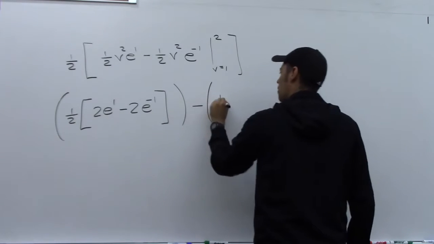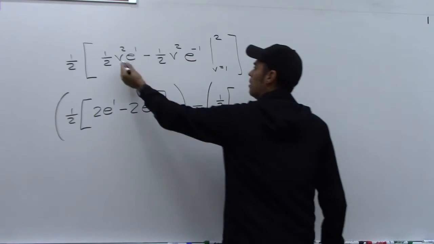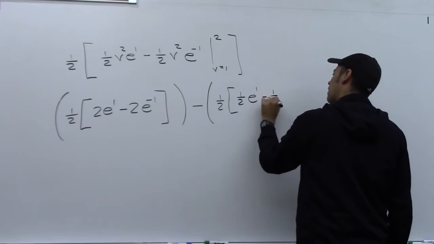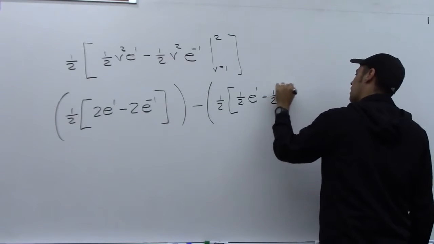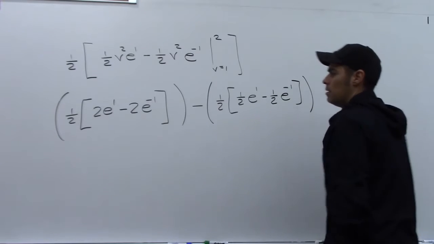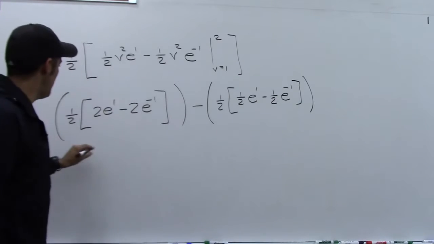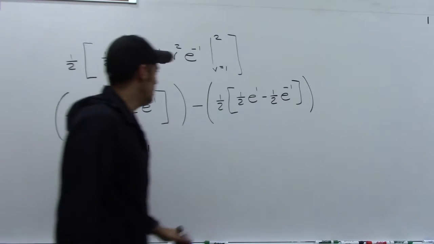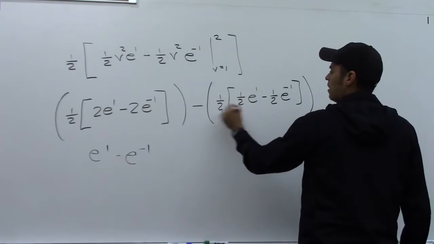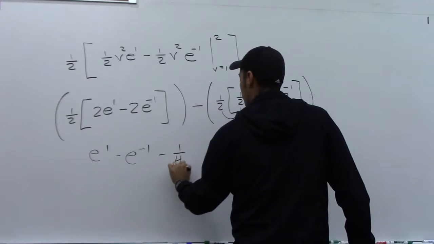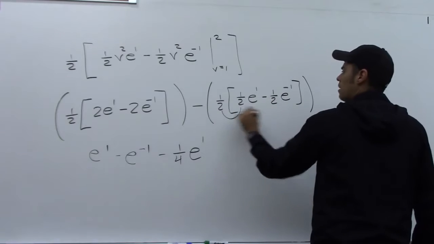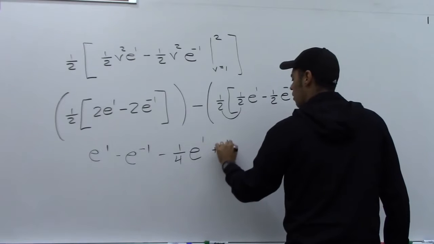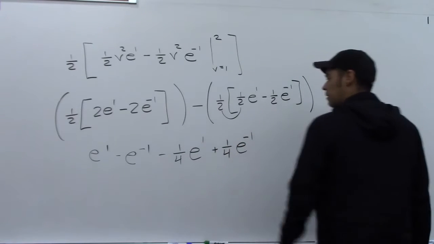Minus 1/2, let's plug in 1. So you get 1/2 e to the 1 minus 1/2 e to the negative 1. Now let's distribute this through. This 1/2, you get e to the 1 minus e to the negative 1. Let's distribute this through 1/4, but then you're subtracting, so minus 1/4 e to the 1, and then this is going to be minus 1/4, but then plus, so plus 1/4 e to the negative 1.